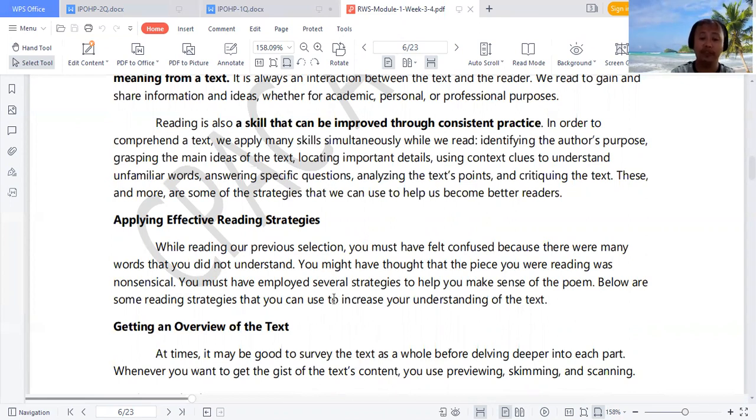While reading our previous selection, you must have felt confused because there were many words that you did not understand. You might have thought that the piece you were reading was nonsensical. You must have employed several strategies to help you make sense of the poem. Below are some reading strategies that you can use to increase your understanding of the text.